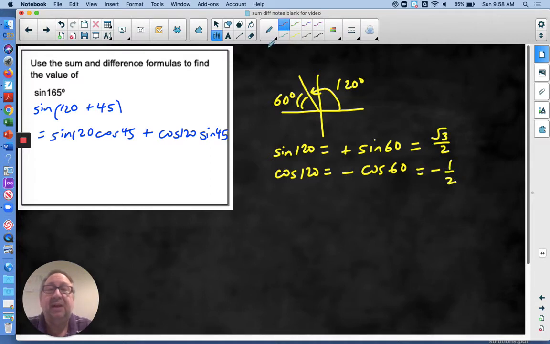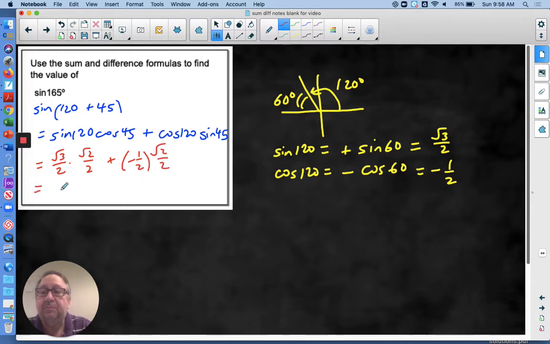We now have everything we need, so we're going to come back here. Sine of 120 is root 3 over 2. Cosine of 45 is root 2 over 2, plus the cosine of 120, which is negative 1/2, and the sine of 45, which is root 2 over 2. Recognize I'm going to get denominators of 4 for both. So this all over 4. Root 3 times root 2 is root 6, minus root 2. And that's going to be our answer here. Root 6 minus root 2, all over 4. Next.